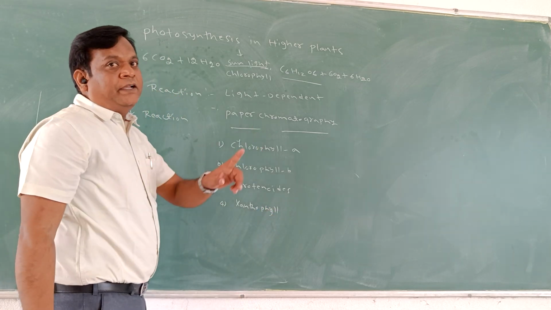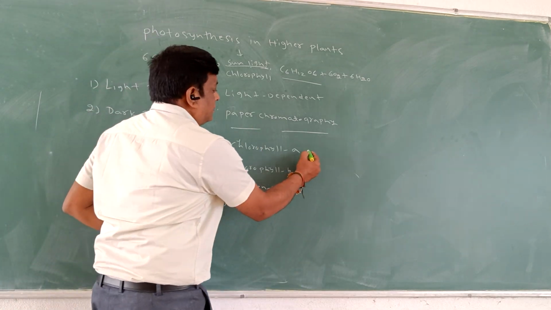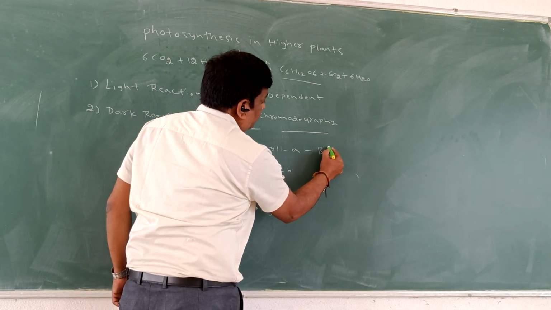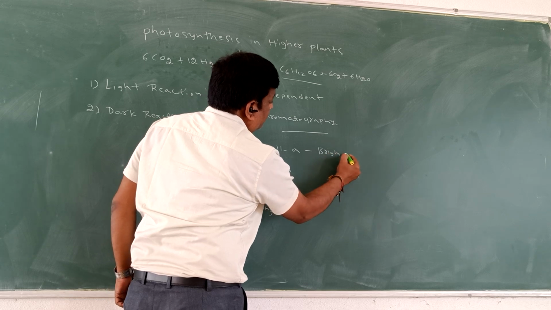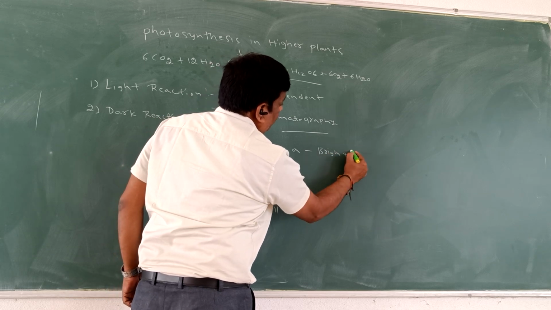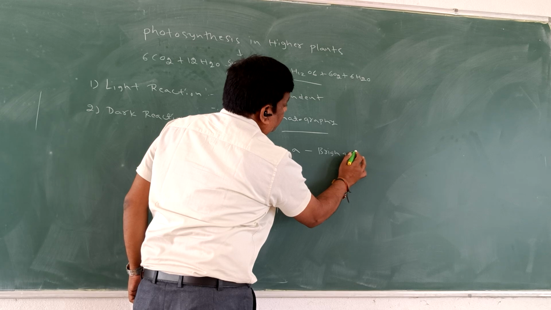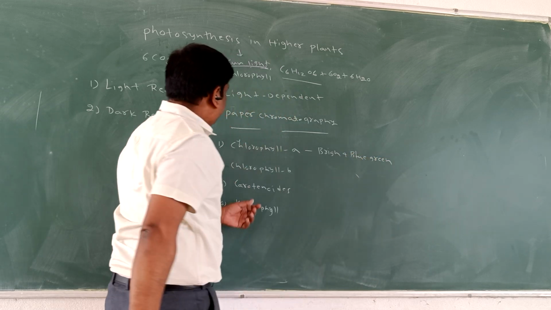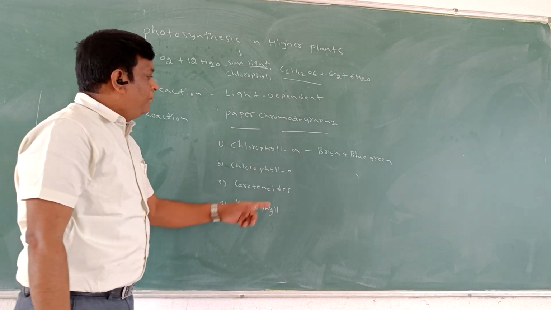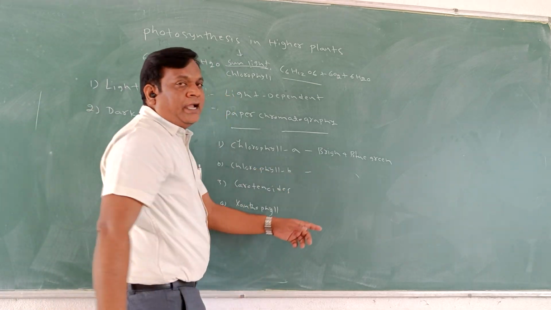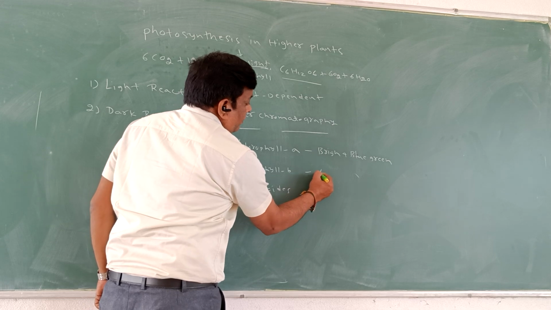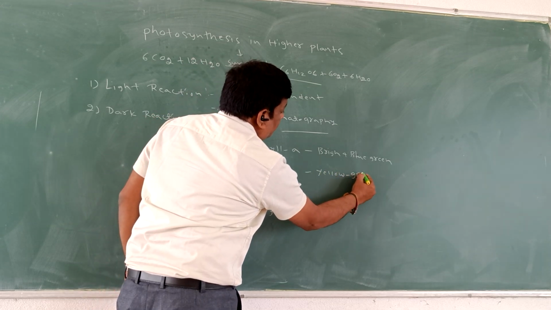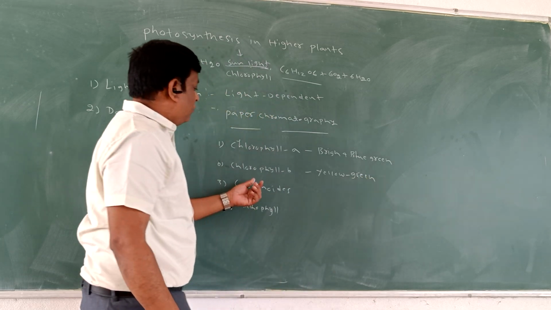First we can see chlorophyll A. It has the color bright blue green. This color shows the pigment, like in paper chromatography, a bright blue green color. This is chlorophyll A. Chlorophyll B shows in a yellow green color. Yellow green color is showing chlorophyll B.